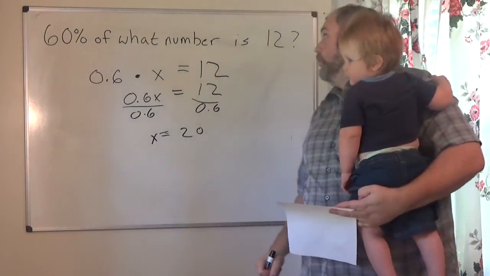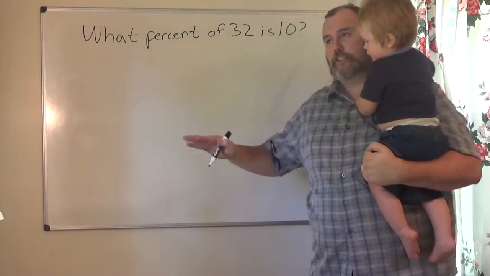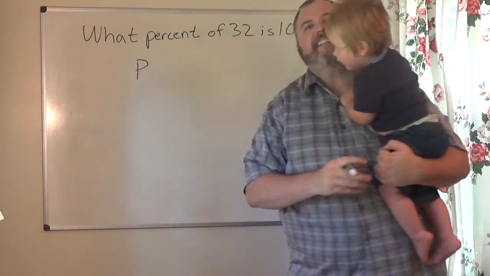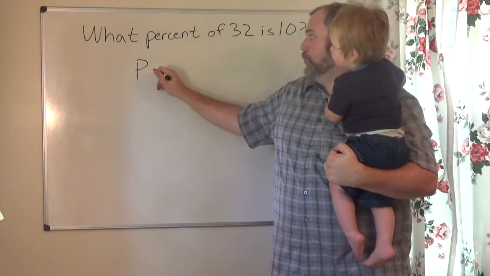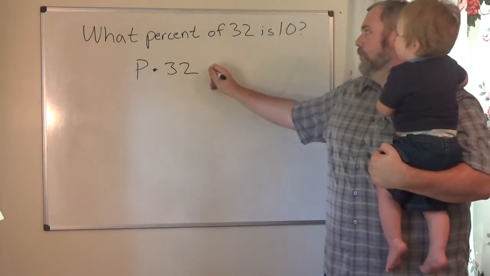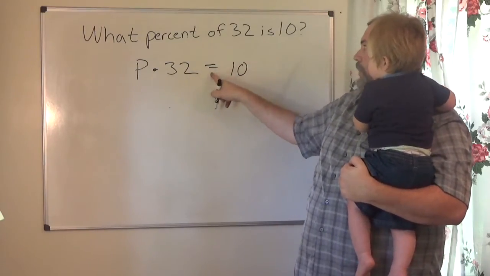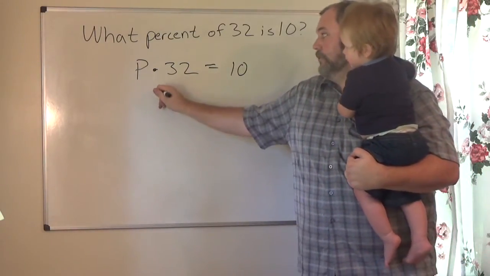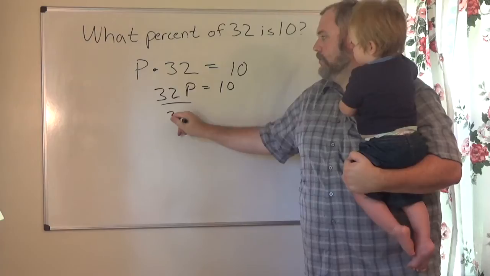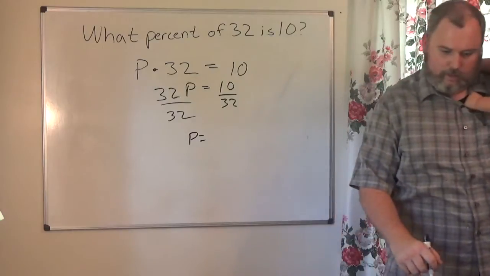Okay. So we're going to try the next two with you, and then we're going to call it quits in the video here in just a minute. Same procedure. What percent? We don't know it, so I'm going to say p this time just to be different, of 32 is 10. What percent of 32 is 10? Well, we can rewrite this to say 32p is equal to 10. We know how to divide this by 32 on both sides.